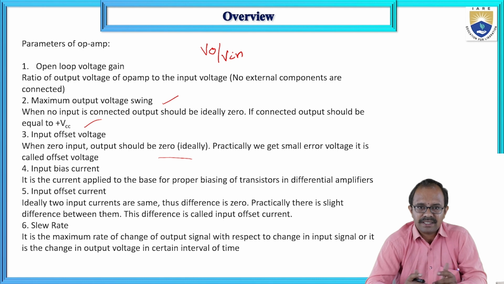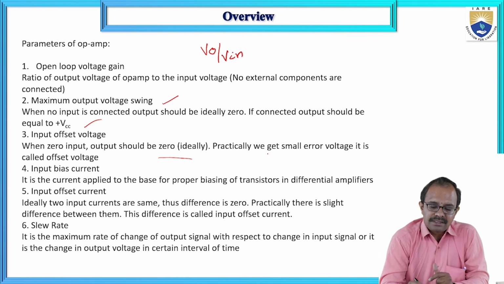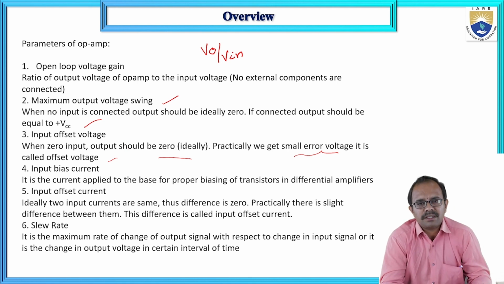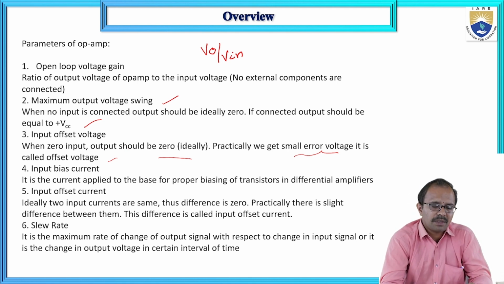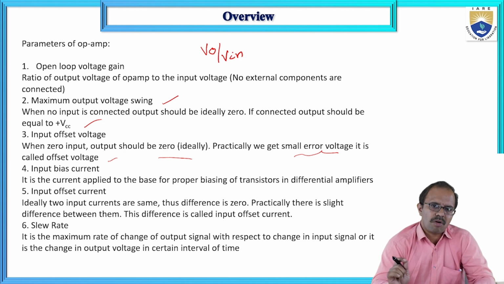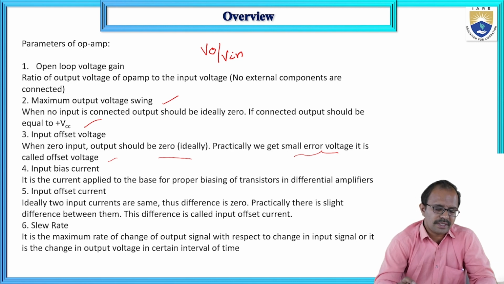Practically, what about the practical? In practical situations, we get small error voltage. Small error voltage, that is called the offset voltage. It is unavoidable. Even under zero input conditions, one can get a very small output voltage. That is nothing but the offset voltage.